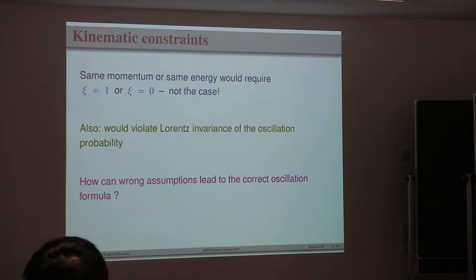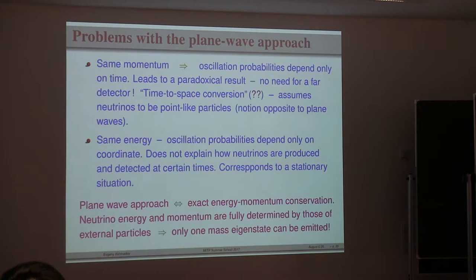Now, the question is, how can two different and wrong assumptions lead to the same and correct result? And to understand this, we will need actually, well, before I go there, let's discuss the problems of the plane wave approximation. I was using plane wave approximations, and this was actually the source of most of the problems.